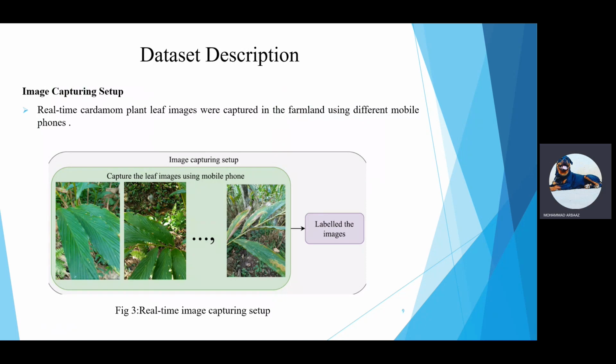Now I will be discussing the dataset description and image capturing setup. Real-time cardamom plant leaf images were captured in farmland using different mobile phones, cameras, or other capturing devices. Let us come to the image shown here, the image capturing setup. We have to capture the images which are present in the garden. Multiple images we have to capture. This is the real-time image capturing setup.